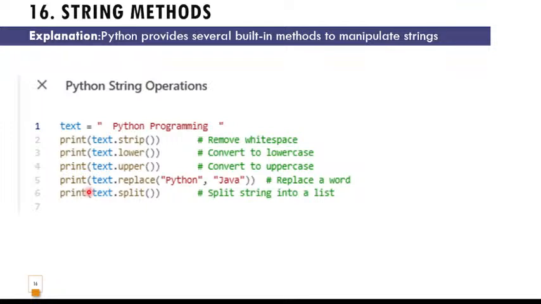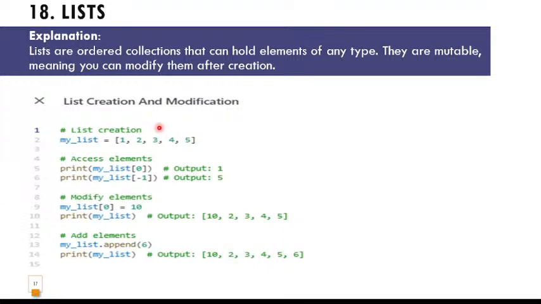So text split will split the string into a list. Where exactly will this get split? It will split this word into parts, P, Y, T, so a list will be generated from these words. Now, list creation and modification. My list: this is the list 1, 2, 3, 4, 5, which we have written. Now to access the elements, print my list 0. It will give this number 1.